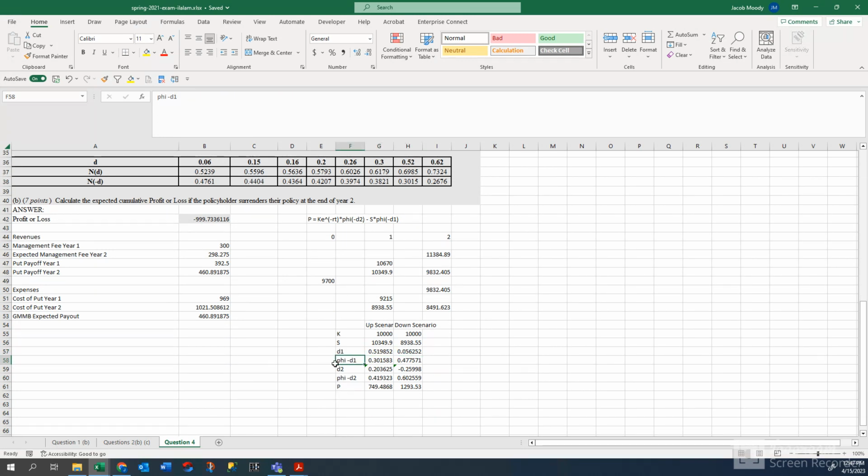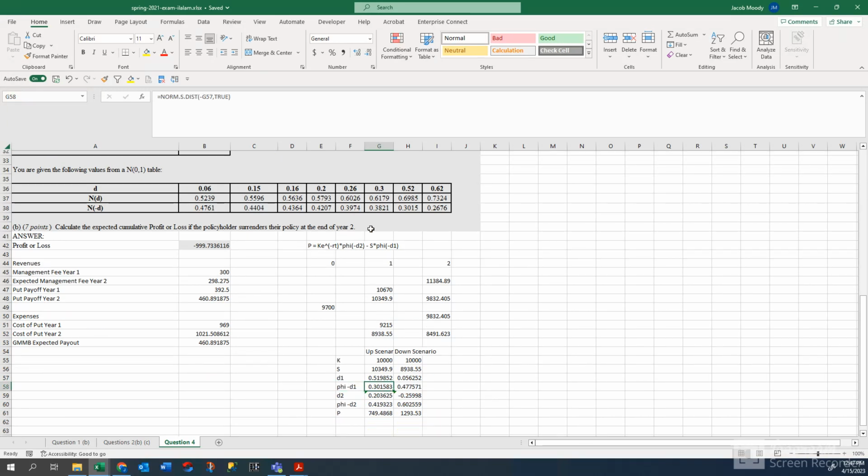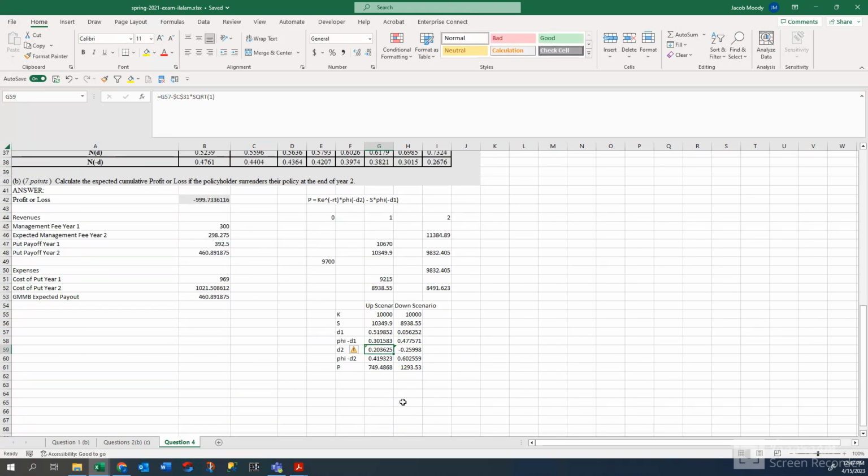For calculating the normal distribution, I didn't use this table. You could approximate it using this table, but I just used NORM.S.DIST, and I needed to take the negative of D1 because of this put equation right here. That's where I got these. And then I also calculated D2. Note again, I used the 31.62% for sigma. And that is where you get the put costs right here at the very end.